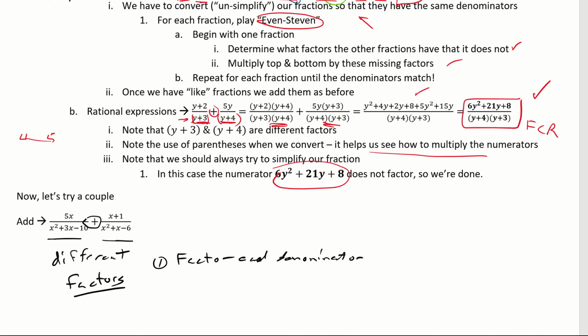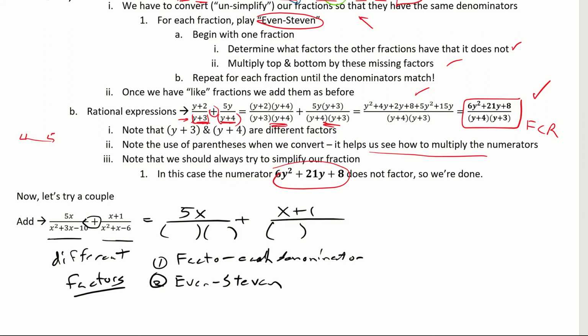Okay, each, okay. Two, play even Steven. You can't see what they have until you factor to see it. And then we go from there. So number 1, here we go. 5x over trinomial, factor, magic 1 plus, and then when we're done with that one, I'm just setting us up. Factor trinomial, magic 1 here.